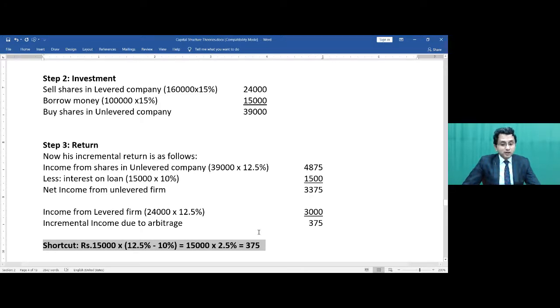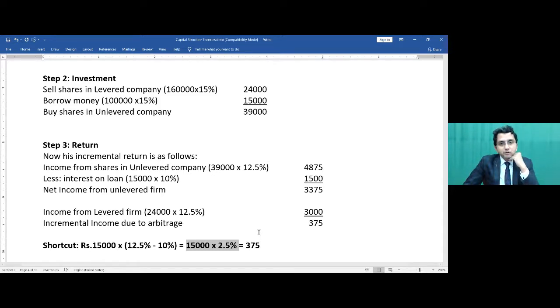So this is the shortcut. In fact, this shortcut will make you greedy. आप लालची बन जाओगे. So if I'm borrowing 15,000, then on 15,000 my extra income is 2.5%. Why don't I borrow 1 lakh rupees instead of 15,000?